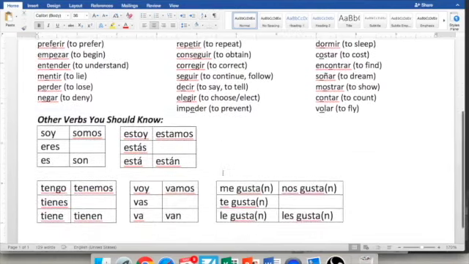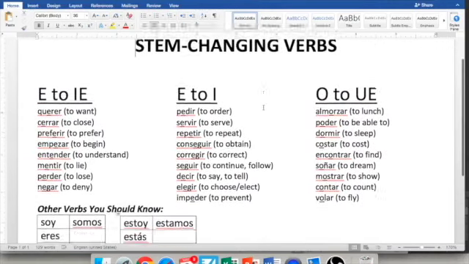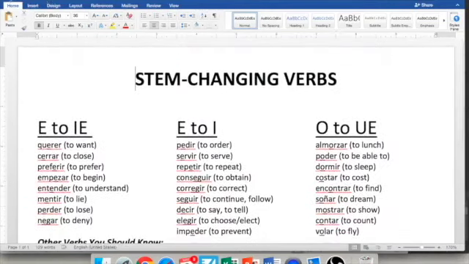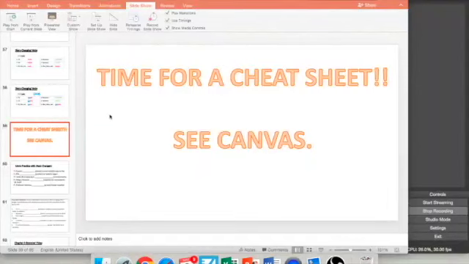And then at the bottom, I just put some general verbs that you should know from past chapters like ser, estar, tener, ir, and gustar. And you can see these. This will be on Canvas for you, so you'll have that to reference.